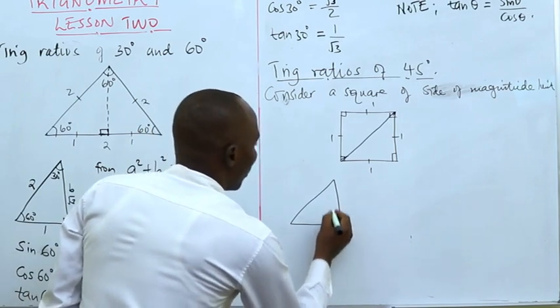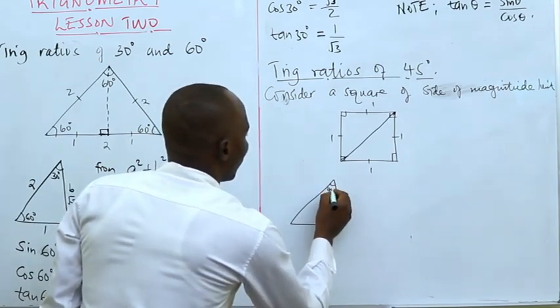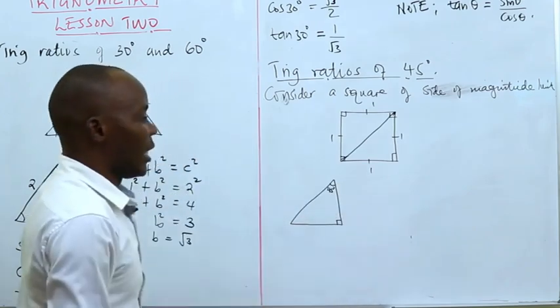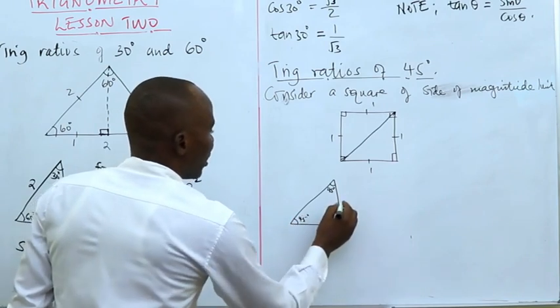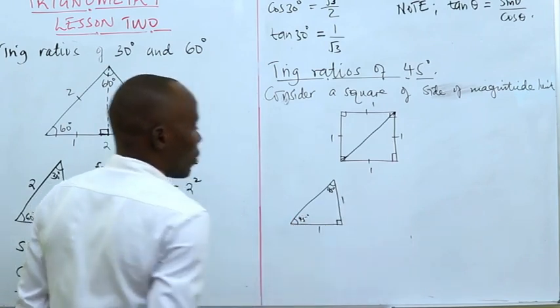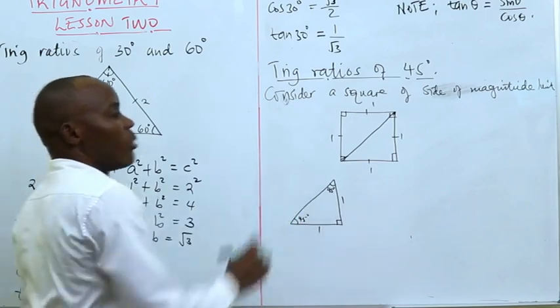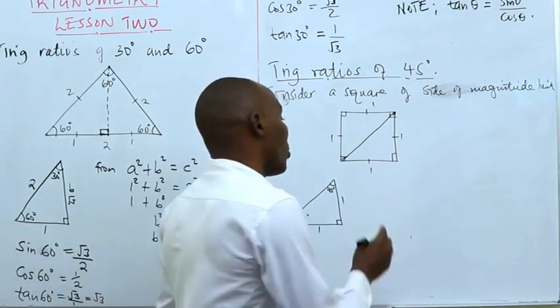With a 90 here, now this one is 45 degrees because I've divided the 90 into 2. Even this one is 45 degrees. This one is 1, and also that side is 1. We are lacking the hypotenuse. We are lacking the hypotenuse side.